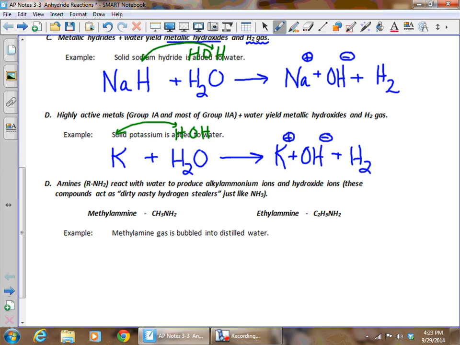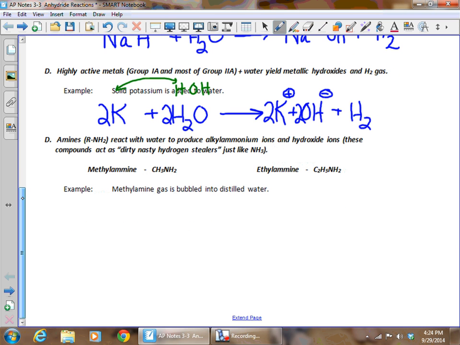And in order to get this balanced, it looks like we're going to need 2 potassiums and 2 hydroxides. And then if we do that, we're going to need our 2 waters to balance our hydrogens and 2 Ks to balance our potassiums. So that should balance our reaction now with 4 hydrogens on the left, 4 hydrogens on the right, 2 potassiums on each side, and 2 oxygens on each side.